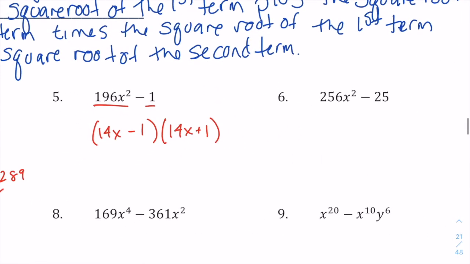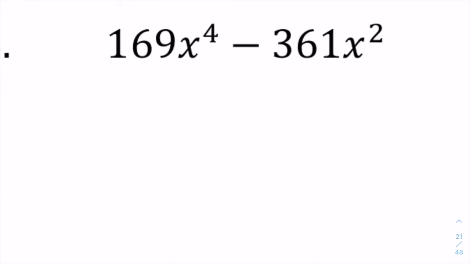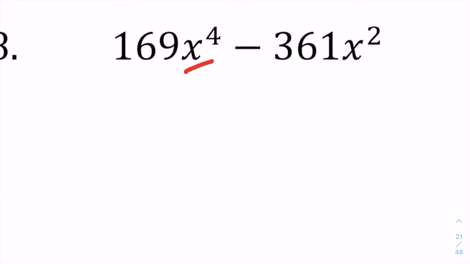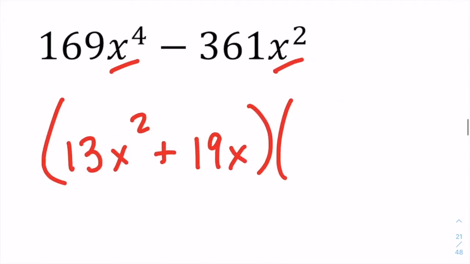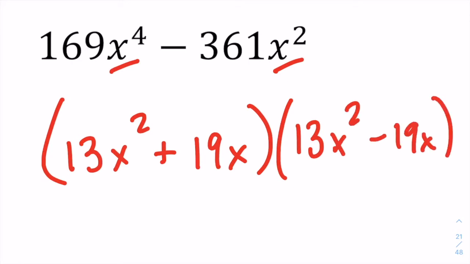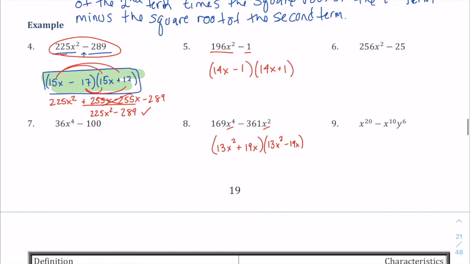Let's go ahead and just look at another example that's a little bit more advanced. Here we see not just x squared, but an x to the fourth and then an x squared. So the square root of 169 is 13. The square root of x to the fourth is x squared. Okay, this time I'll put the plus first. 361, that square root is 19. The square root of x squared is x. And that's our first group. And then our second group is going to be 13x squared minus 19x. And that is how we factor difference of squares.